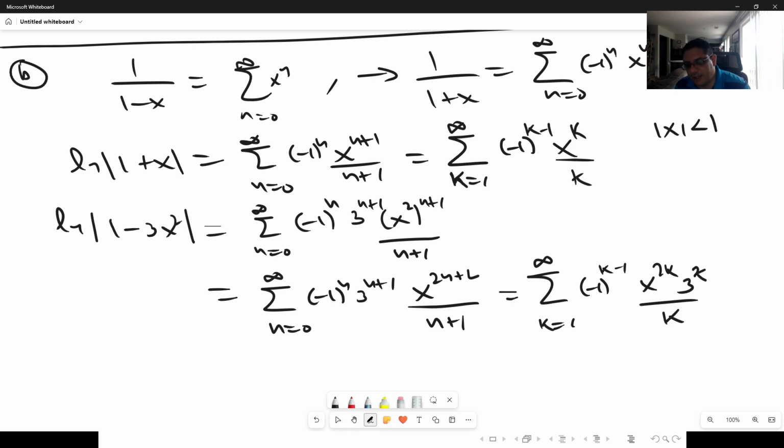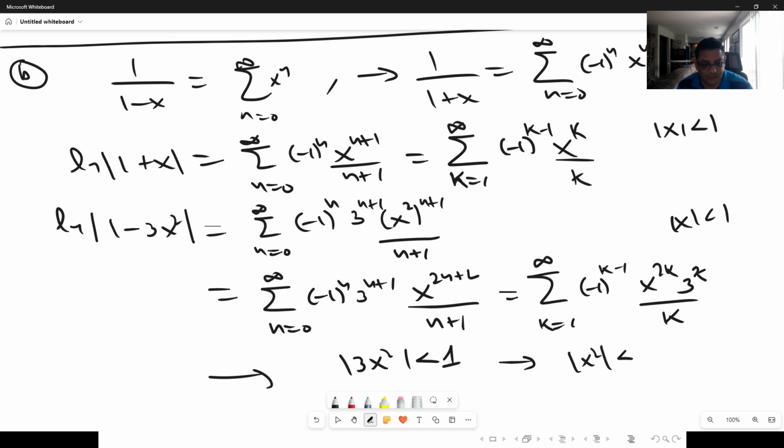One of the things is that because we made a composition here, so far all this was for x less than 1, but now because we compose with this, we're supposed to have that 3x squared is less than 1, and so this means that the absolute value of x squared is less than 1 over 3, and so we probably want to take a square root, and x is going to be less than 1 over square root of 3. So there is a change here on the radius of convergence.